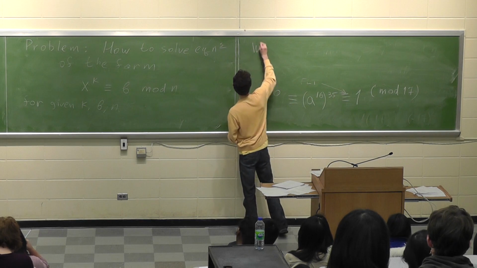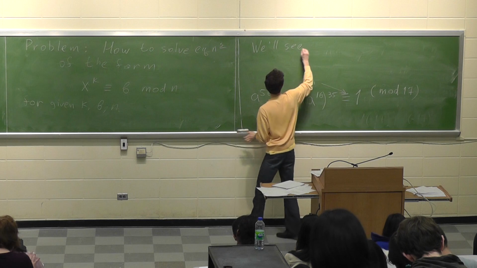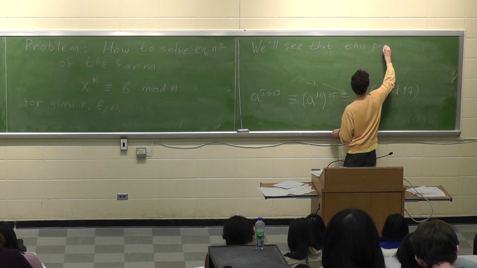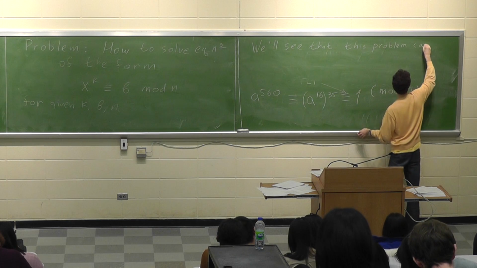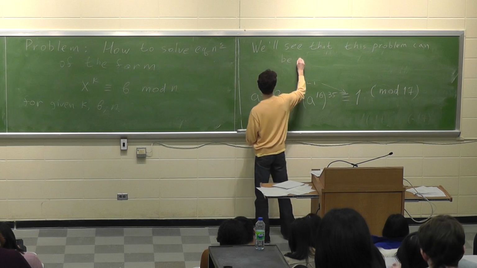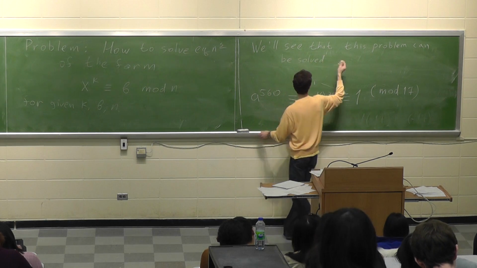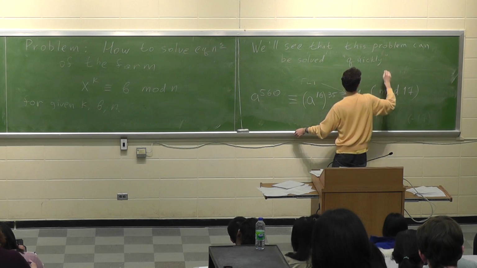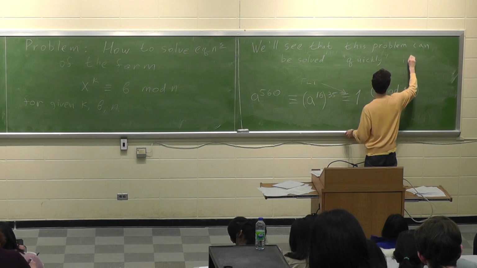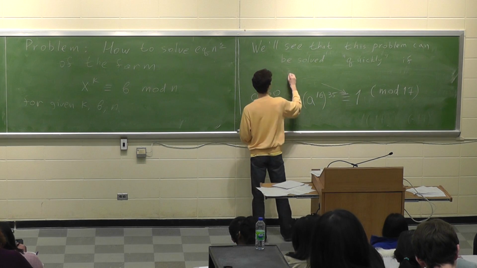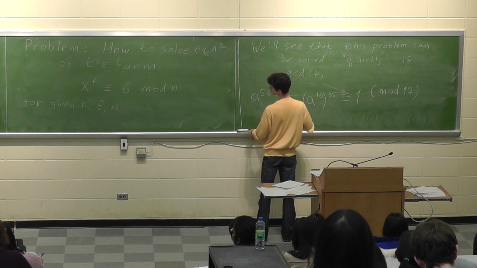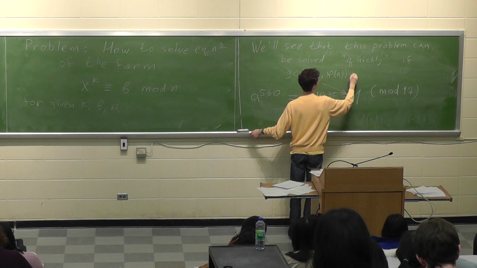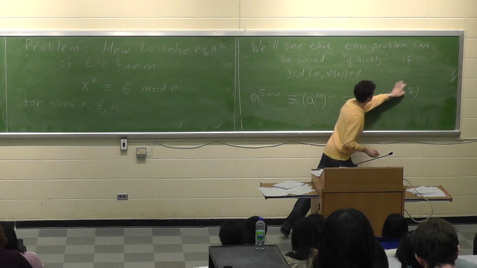So we will see. This problem can be solved quickly if the GCD of k and φ(n) is equal to 1, so φ(n) is known.